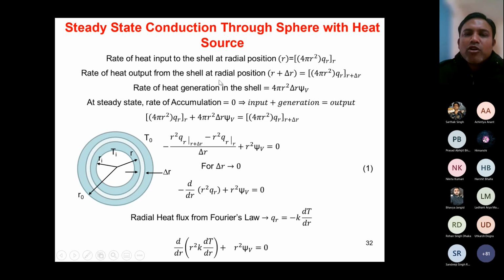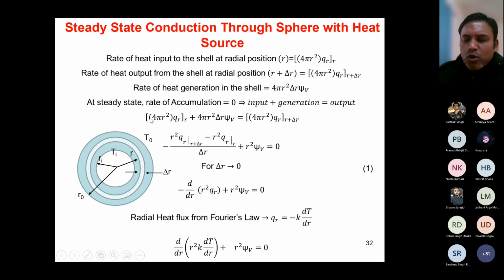volume into volumetric rate of heat generation. So volume in this case is going to be 4 pi r square into delta R. That is going to be the volume of this shell. So volume of this shell multiplied by the volumetric rate of heat generation psi V gives me the total heat generation in the shell. Now, the shell balance in this case is rate of heat input plus generation should be equal to the output. So heat input is 4 pi r square QR at R, plus generation term is 4 pi r square delta R psi V, and that should be equal to output, which is nothing but 4 pi r square QR at R plus delta R.